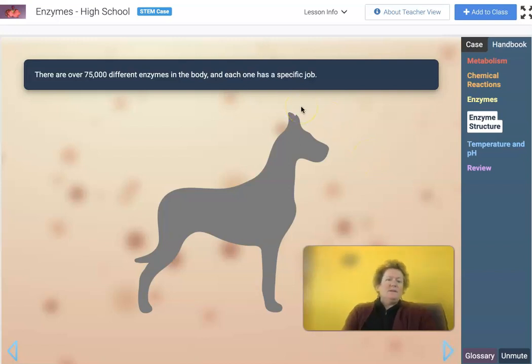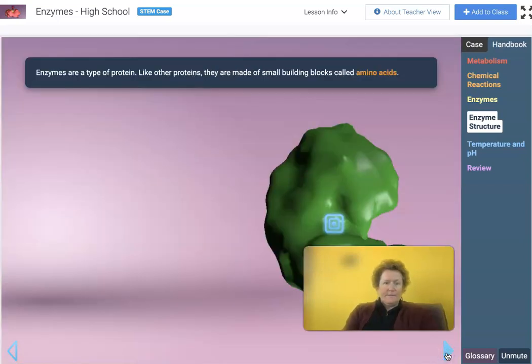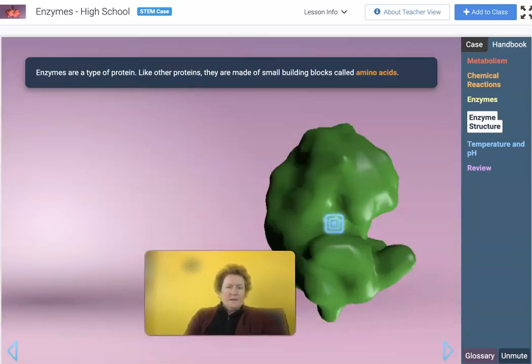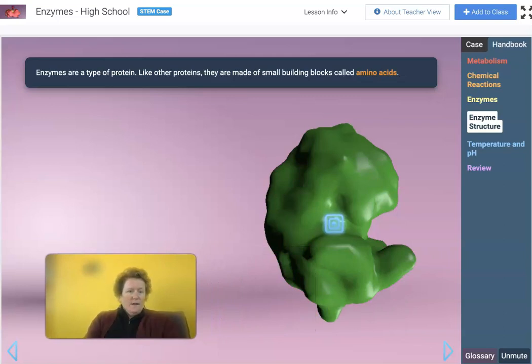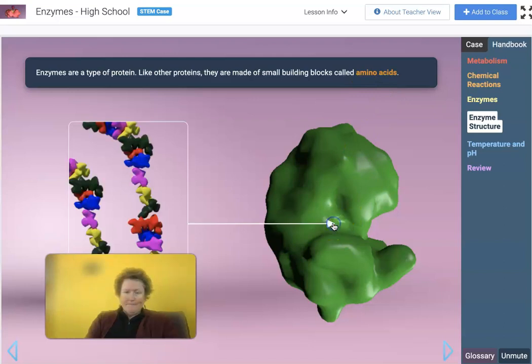There are 75,000 different enzymes in the body, and each one has a specific job. Without even one enzyme, if you have a genetic disorder, you can have serious health consequences. Enzymes are a type of protein. Not all proteins are enzymes, but all enzymes are proteins. Like other proteins, they're made of small building blocks called amino acids.